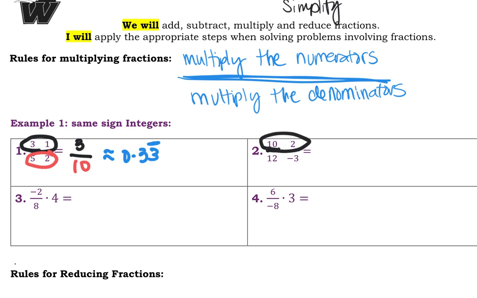10 times 2 is 20. And then what's 12 times negative 3? So if you need to use the calculator, do 12 times negative 3. What do we get? Negative 36. All right. Now, I want y'all to check this. Enter this in the calculator. Does it change? 20 divided by negative 36. It should change because they're all even. What's the new fraction? Negative 5 over 9? Yes. Negative 5 over 9. And then just leave it as a fraction.